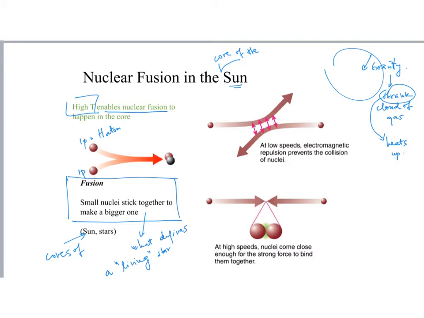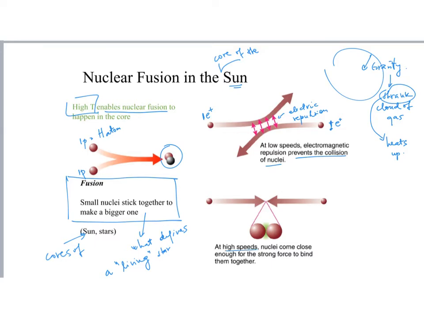The protons come together and form a heavier, bigger nucleus. Now, protons are positively charged particles. So we have one positively charged and another positively charged, and there is electrostatic repulsion because you have the same type of charge. And that is going to prevent the collision of the nuclei.